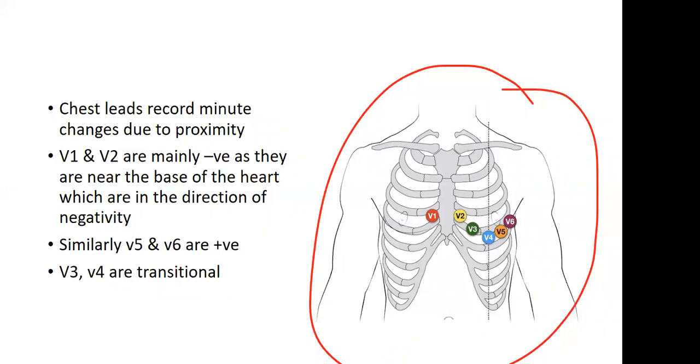Since the chest leads are very near to the heart, they are more conspicuous and bigger as compared to the limb leads. We look at the ECG for different diseases. Some can be easily seen in the chest leads, some can be easily seen in the limb leads. So different leads tell you about different positions.